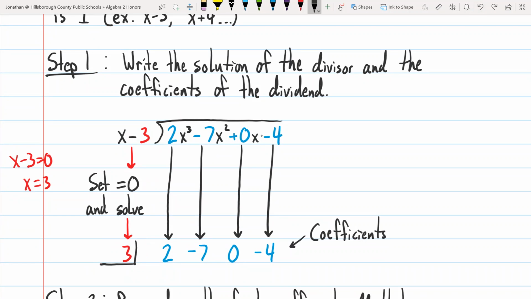Then we take the coefficients and print them out here. Make sure to always fill in your missing terms if you have any. All right, so the first thing we're doing is just solving the divisor, putting it inside a little box, and printing out the coefficients of the dividend. So 2, -7, 0, and -4. Make sure you don't forget about the symbols. Those are really important.